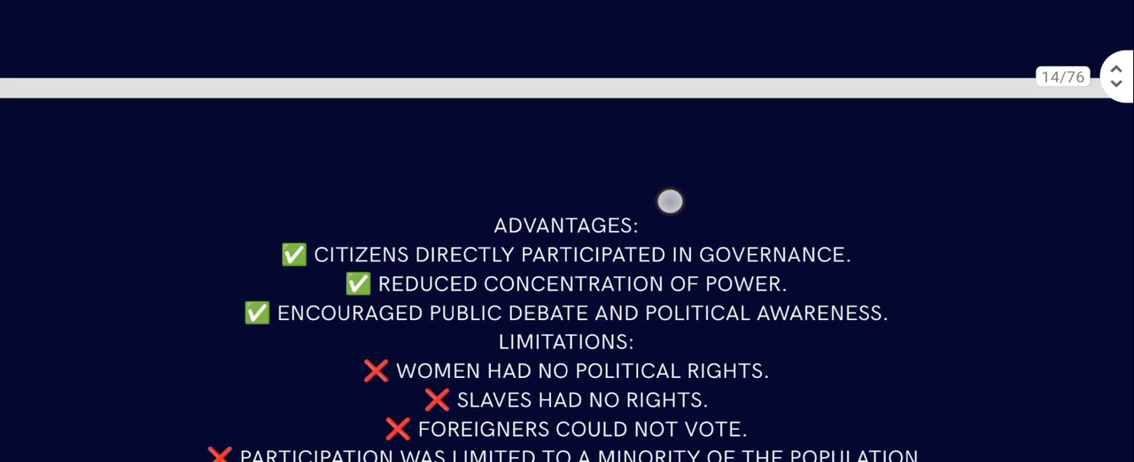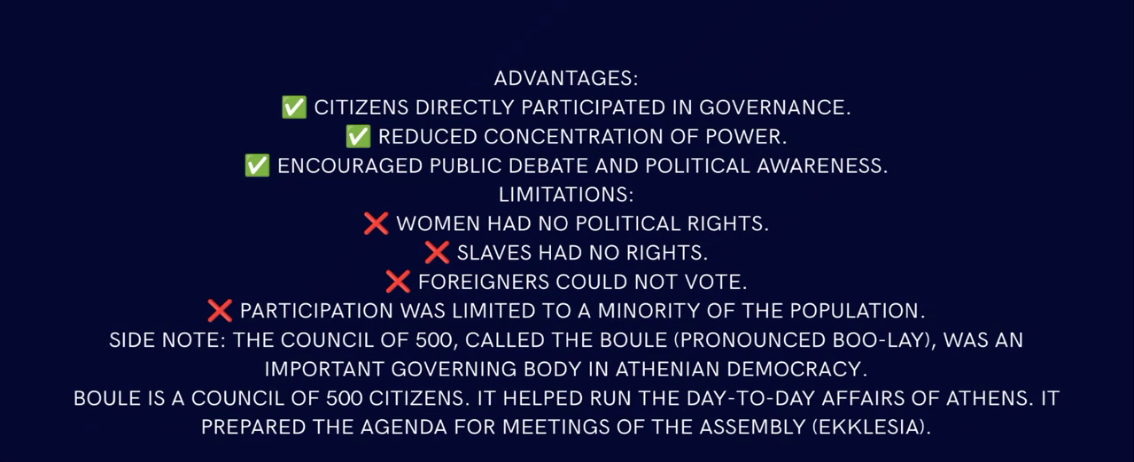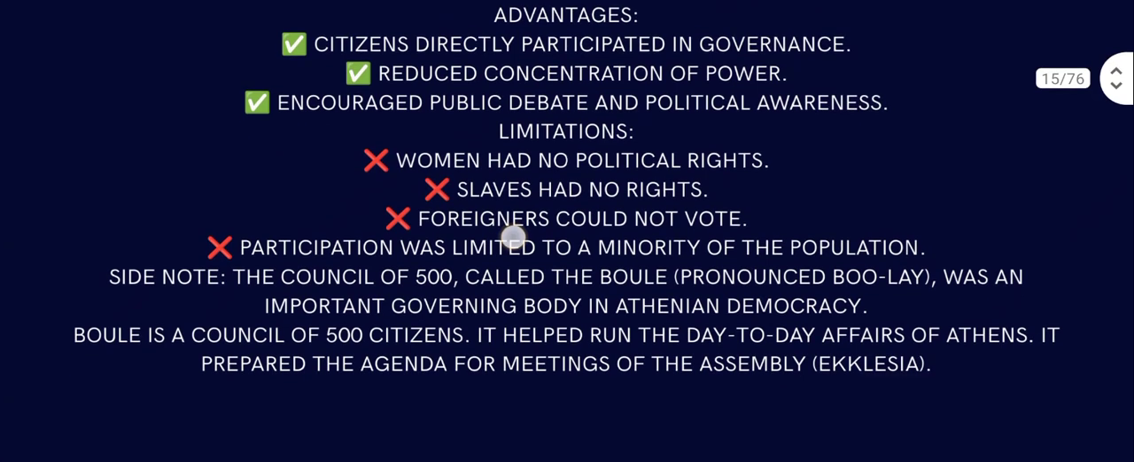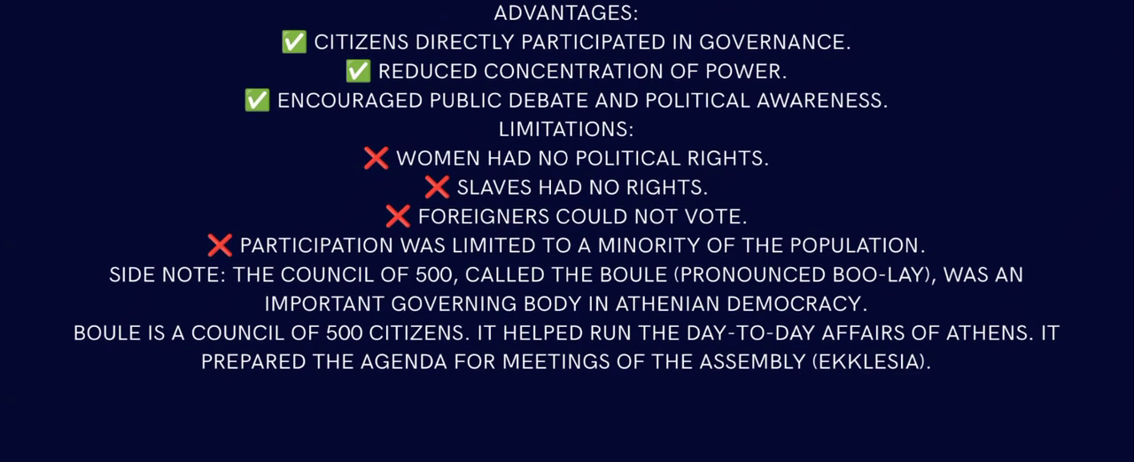Let's move on. Okay, so here are the advantages and disadvantages of Athenian democracy. Citizens directly participate in government, that is an advantage. Reduced concentration of power, that is also an advantage. Encouraging public debate and political awareness is obviously an advantage. Then come the disadvantages: women had no political rights, slaves had no rights, foreigners could not vote, and participation was limited to a minority of the population. So yes, those were obviously disadvantages or limitations, as you can say.